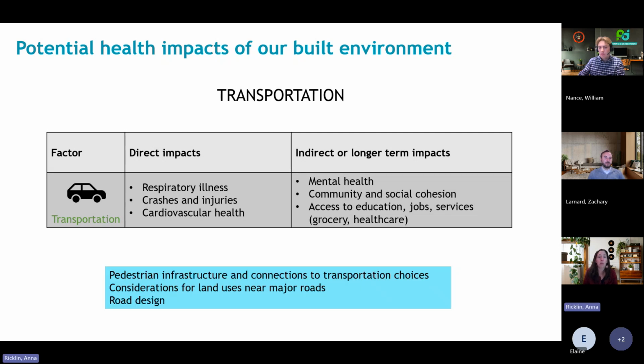So when we're thinking about what we can include in the plan that will help address some of these direct and indirect impacts, we want to think about pedestrian infrastructure and connections to transportation choices, what kinds of land uses we're putting near major roads, and of course, road design itself, and many other factors. This is just a handful of examples.